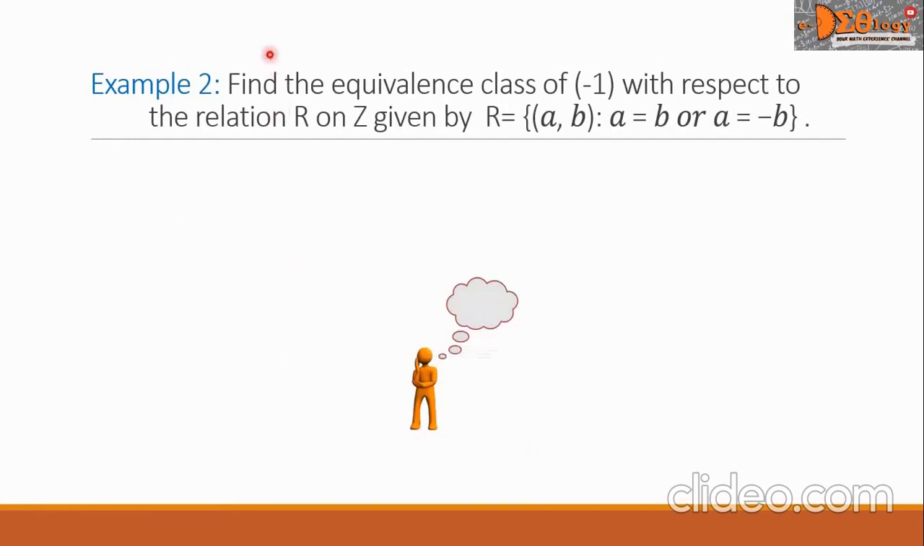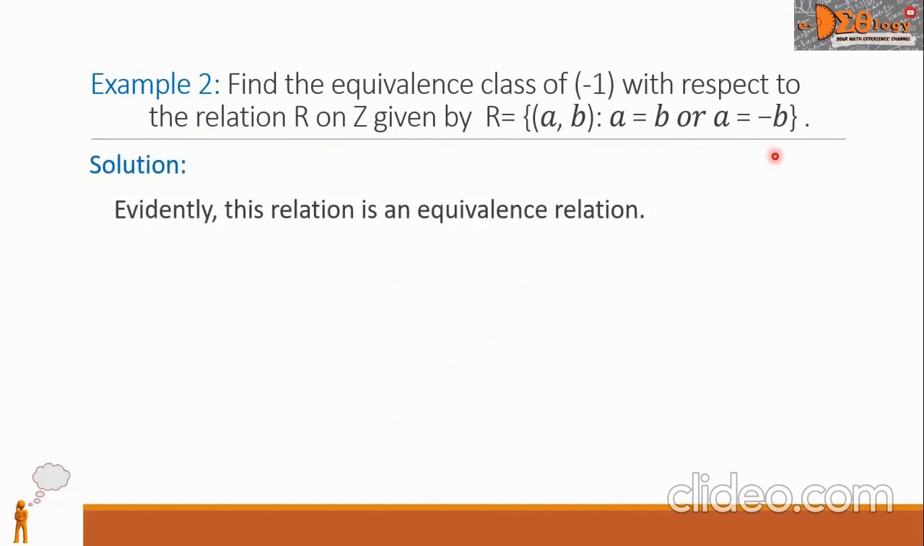Example 2. Find the equivalence class of -1 with respect to the relation R on the integers given by R equals the ordered pairs (A, B) such that A equals B or A equals -B. Evidently, this relation is an equivalence relation.